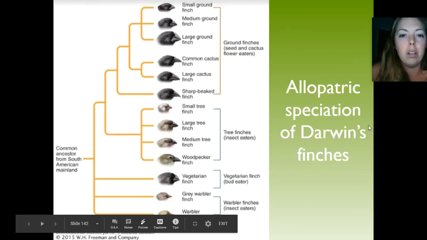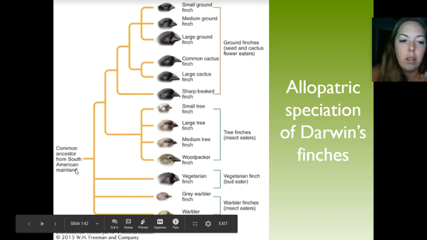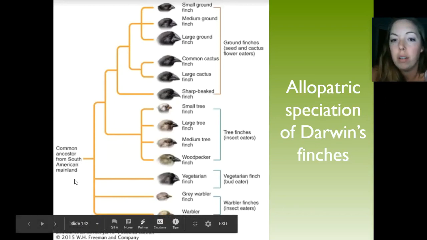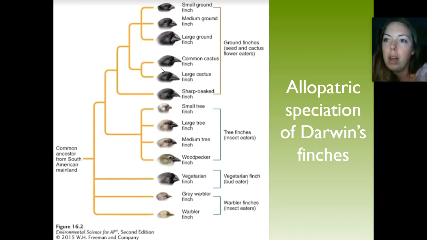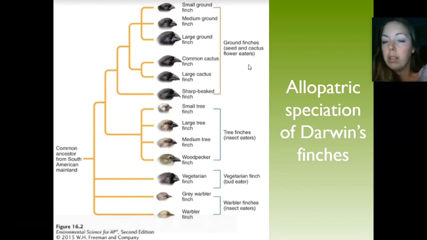Here is a picture of what I just talked about with Darwin's finches. As you can see, they all share this common ancestor from the South American mainland. It's kind of like the founder effect that we just talked about. These different finches went to these new islands, and with them, they took a certain set of genetic diversity based on what was available on those islands. Over the course of millions of years, they adapted and evolved these different traits.